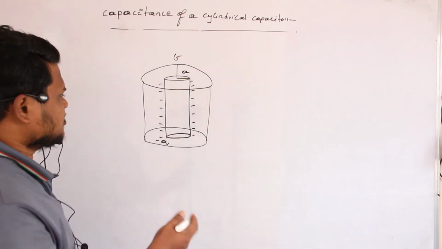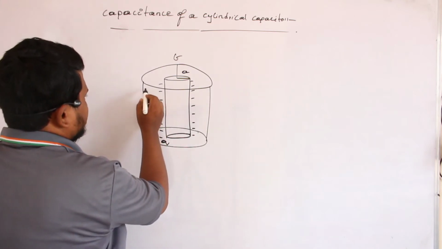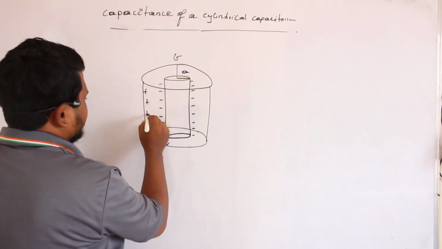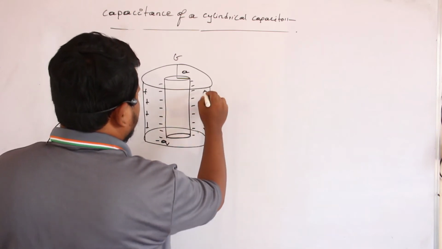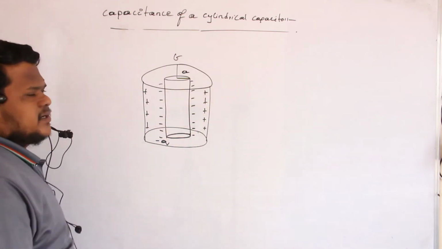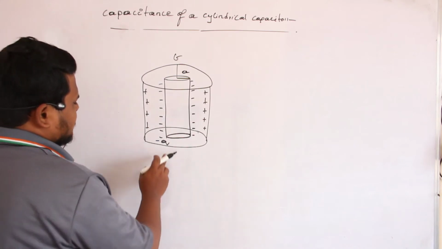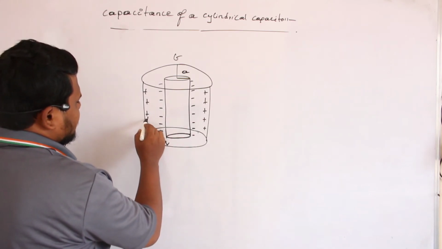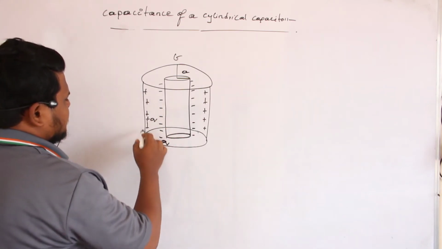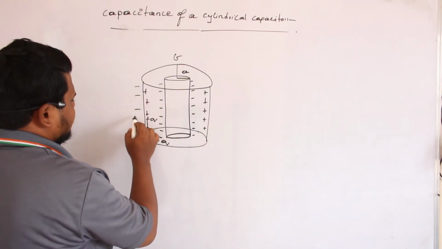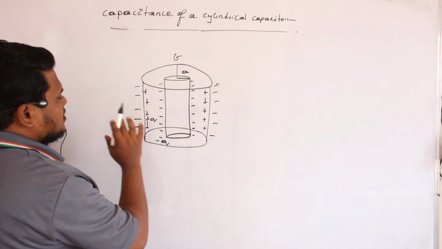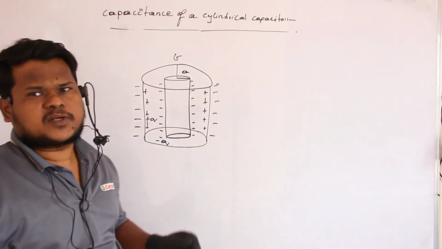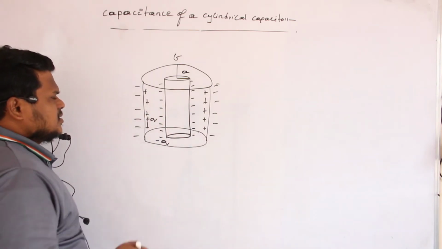Then what will happen? Then charge will be induced. So I can see that positive charges are induced throughout the inner surface of this outer cylinder. Then what will be the magnitude of charge? If this is minus q, definitely this will be plus q. So if this is plus q, on the outer surface an equal amount of negative charge will also be induced on the outer surface of this outer cylinder.